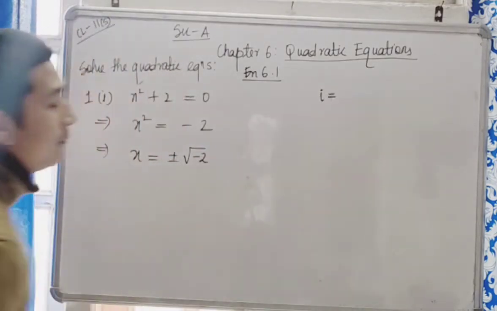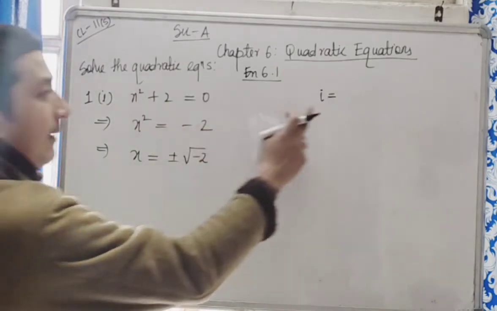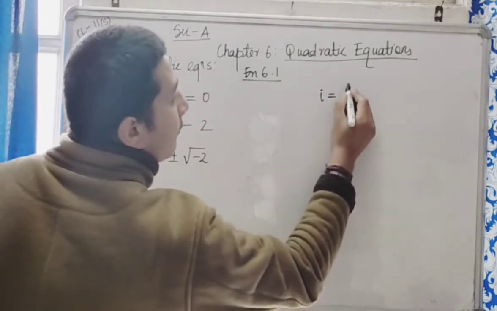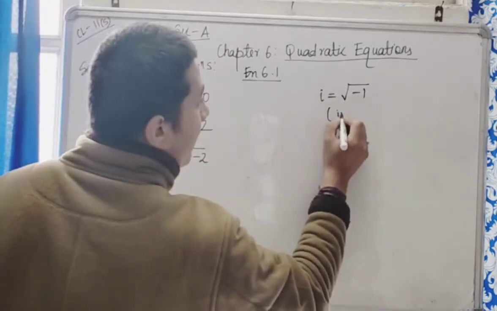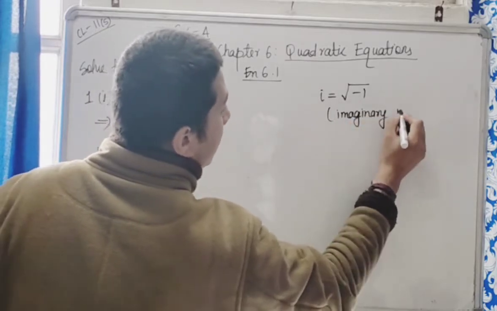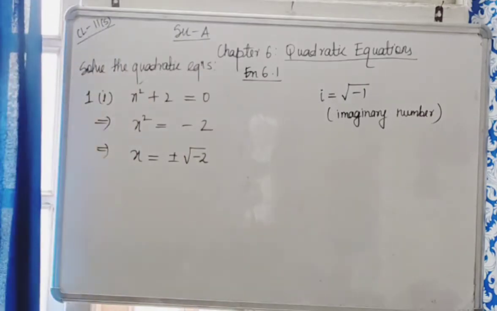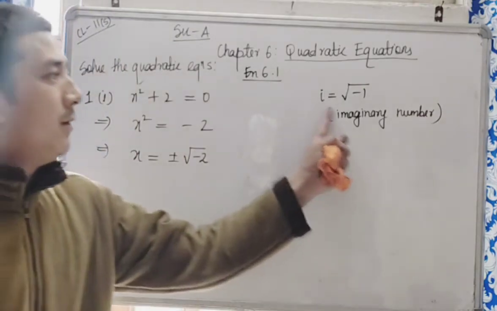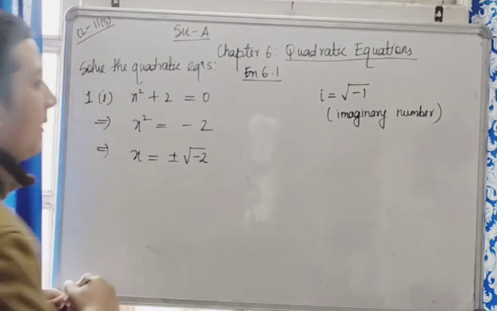Now this is a new number that we are going to learn. Small i, which is equal to root minus 1, is known as the imaginary number. This is a new number that we are learning now, and it is called the imaginary number, denoted by i.